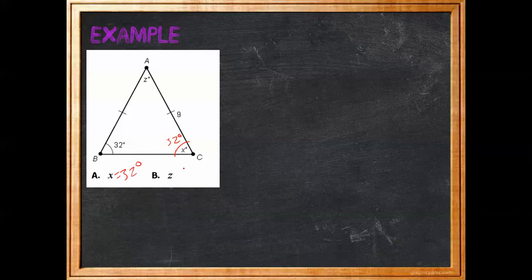Now in order to get Z, the vertex angle, we already found that these are 32 and 32. Well, remember, the triangle sum theorem says that a triangle has to add up to 180. So we're going to add these two together, 32 and 32, and get 64. Then we take 64 and subtract it from 180, and that gives us 116 degrees. So angle Z is 116 degrees.